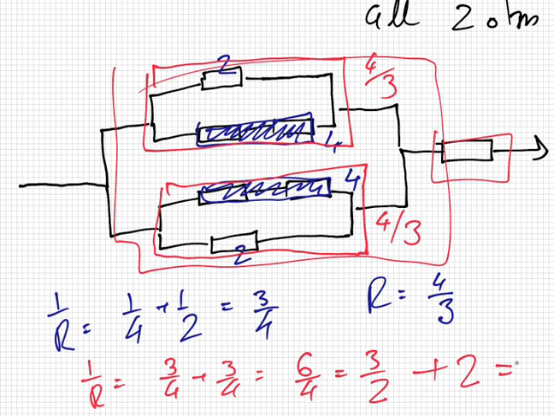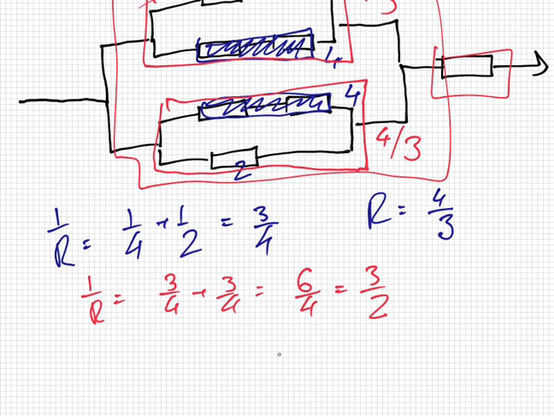3.5. You need to reverse it. Oh, that's true. Oh yeah, sorry, you're right. That's for 1 over R. So then R equals 2 over 3. So this is actually 2 over 3, and this here is 2. So plus 2. So 2.67.